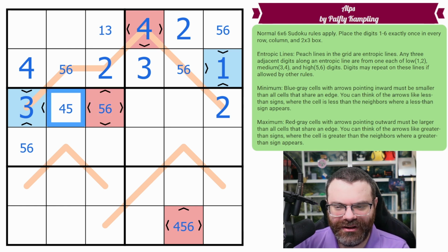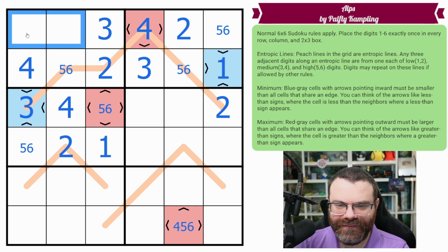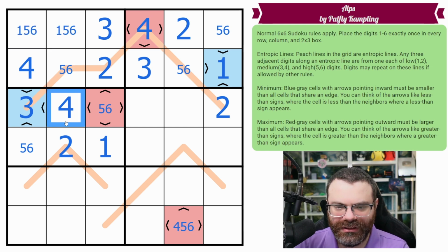Oh, I have a 5, 6 pair here, so this is 4. And then this is from 1, 2. There we go. So that's the 1, that's the 2. That's a 3. Okay, these are from 1, 5, 6. Okay.